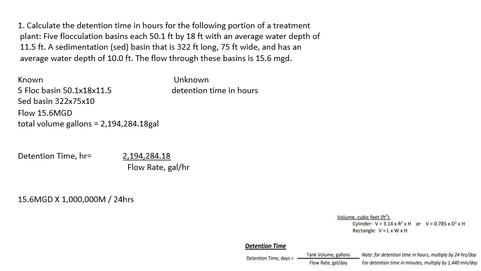So with this formula, we can change the detention time formula to gallons per hour if that's the answer you're looking for. So for that, we would have taken 15.6 million gallons a day times a million divided by 24 hours. That would have given us an hourly flow rate of 650,000 gallons an hour. And your answer would have still come out to 3.38 hours, just a little bit of rounding.